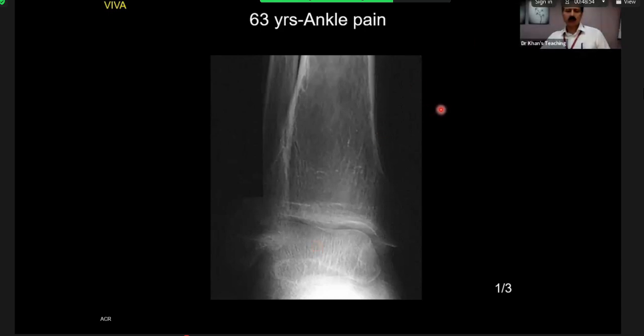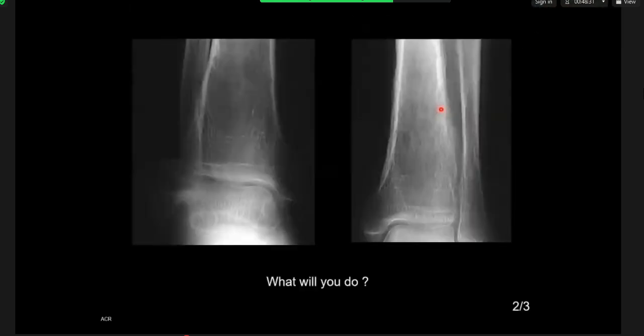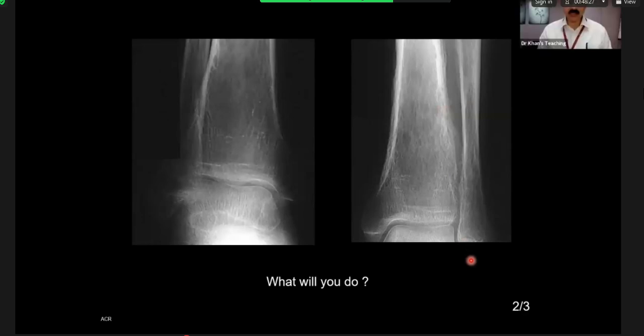Yes, I can. Okay. This is an AP film of the ankle. I'll show you more films. On this film, anything? Ankle joint is normal. Anything else? Okay, so on close inspection, I can see some linear periosteal reaction involving the distal diaphysis of the femur. And then you've got the other side also.